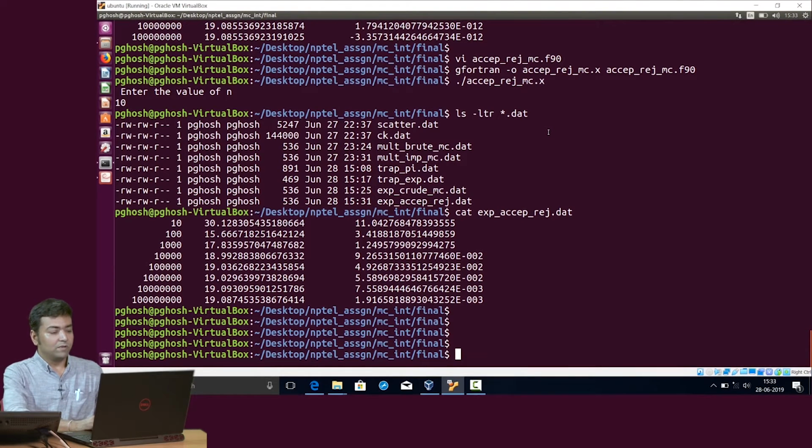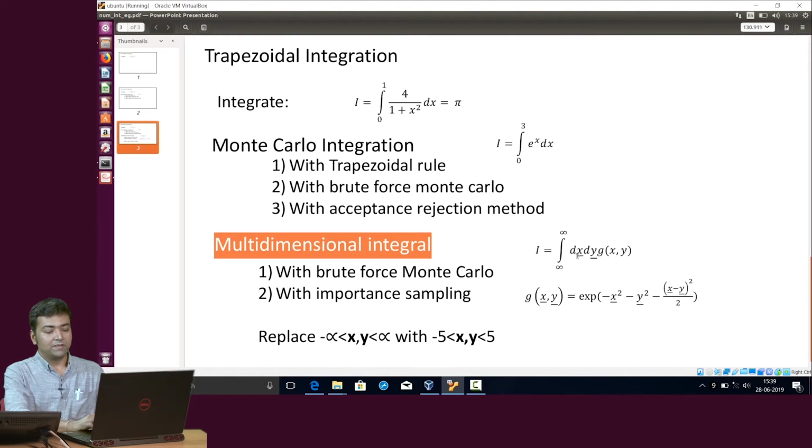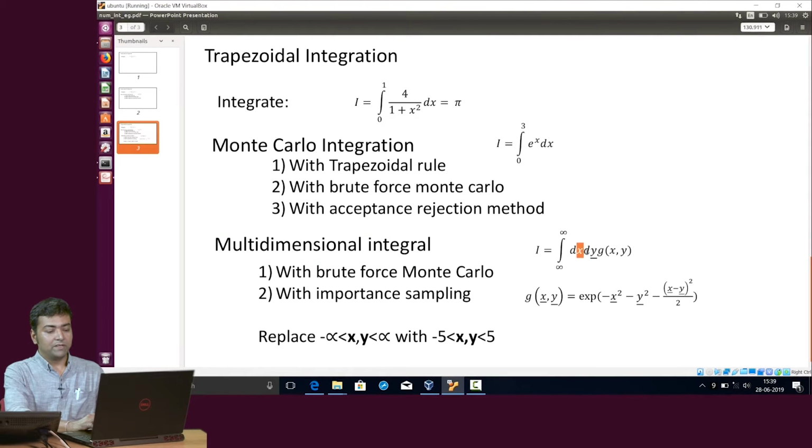Now, we will go into multidimensional integral. What we will do is we will evaluate this 6 dimensional integral, where x and y here are vectors. Each has 3 components, so the total dimension of this integral is 6, and we will evaluate this particular integral.